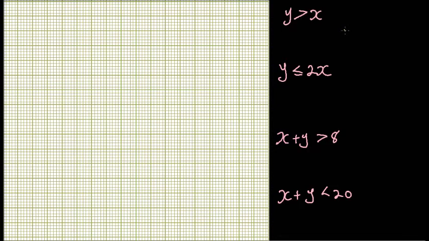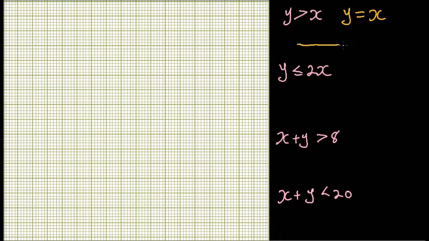We need to plot this graph, but here we have inequalities, so we need to write them as equations. So we can write this as y equals x. This is a very simple line. If you have drawn quite a number of linear graphs, you should be able to plot this line.